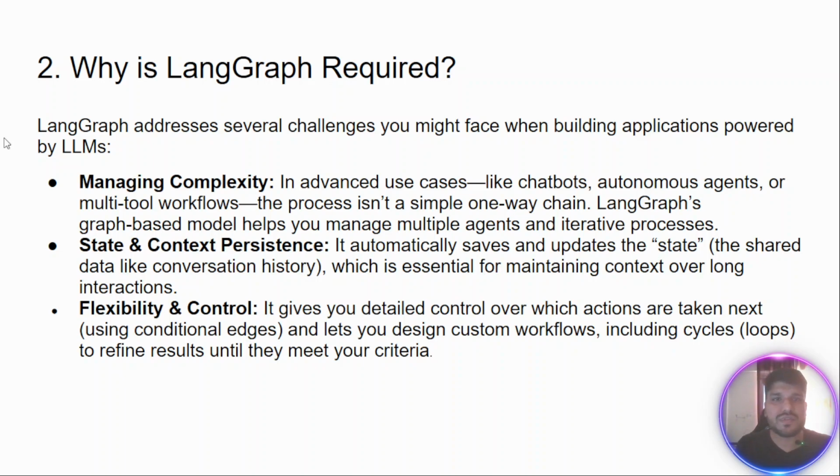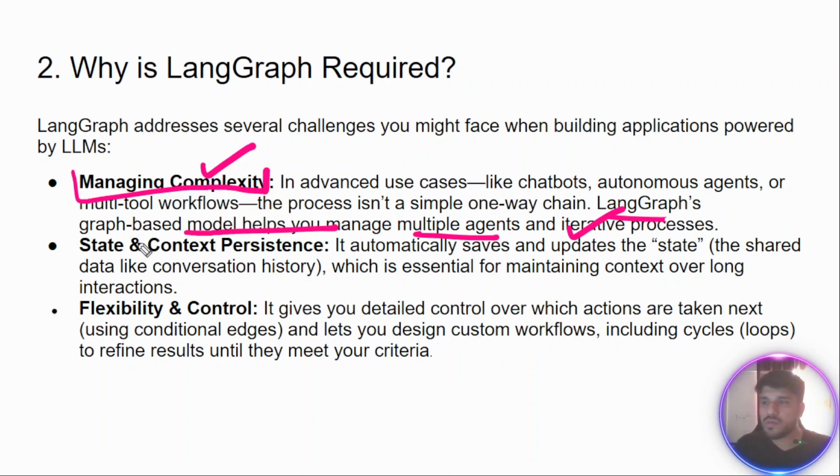Now, why is LangGraph required? Okay, let's focus on that. The first and foremost reason is that it manages the complexity. Any autonomous agentic platform or system comprises multiple tasks and multiple activities, right? These activities can be executed with the help of LangGraph, and it's a graph-based model, so it definitely helps to manage multiple agents, and you can even do iterative processes with it. So you can easily manage complex work using LangGraph.